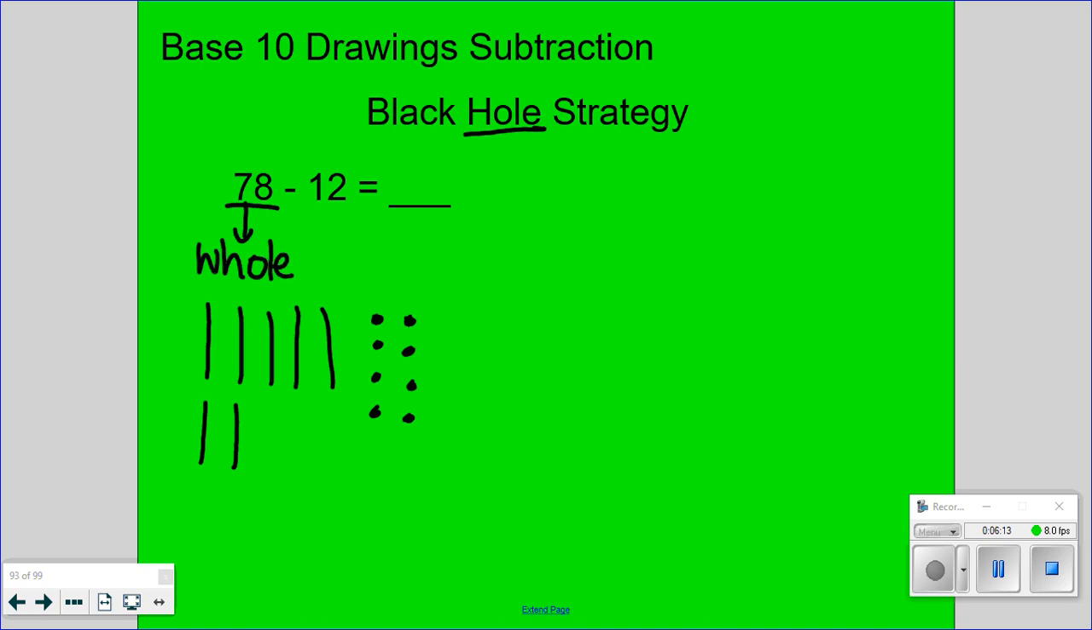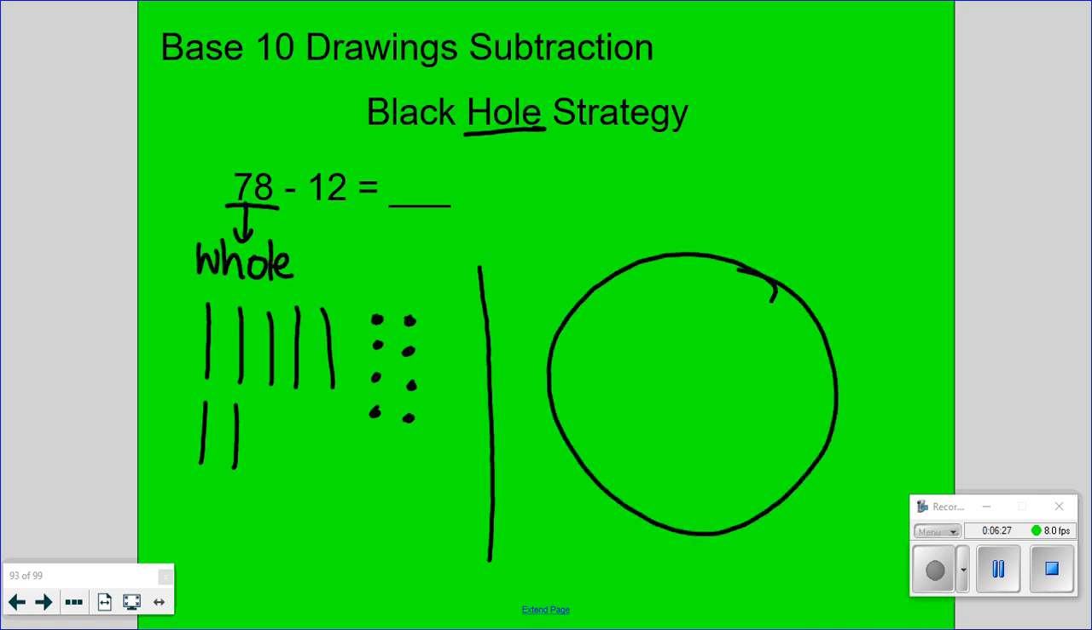So far, so good. Split your page in half. Not all the way down, just draw a line next to where you draw on your pieces. And then we're going to draw our hole. This is our black hole.